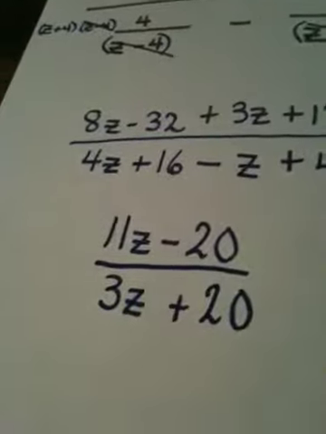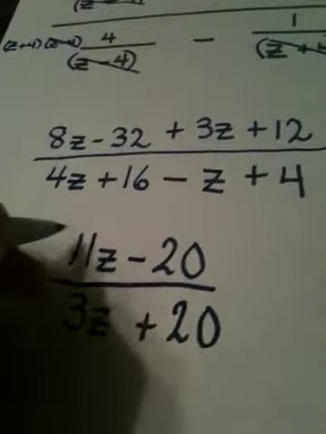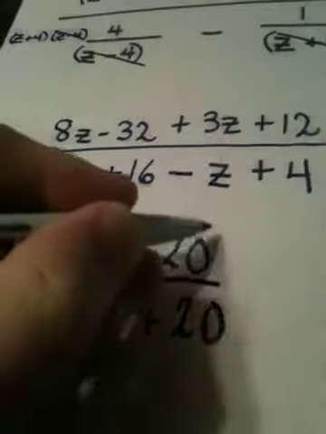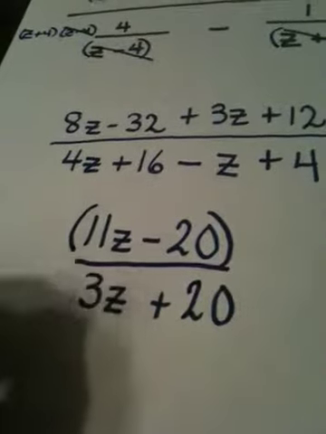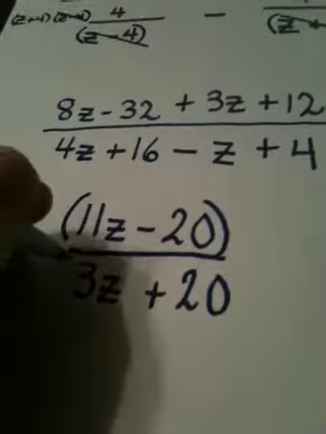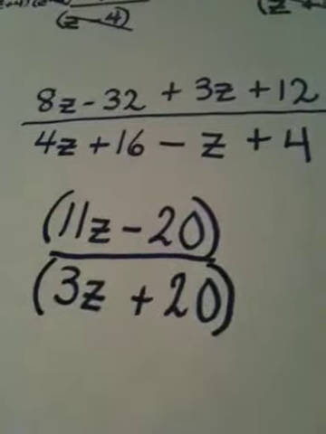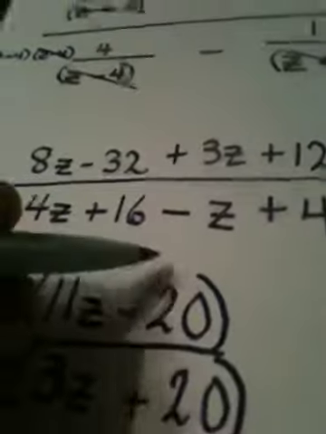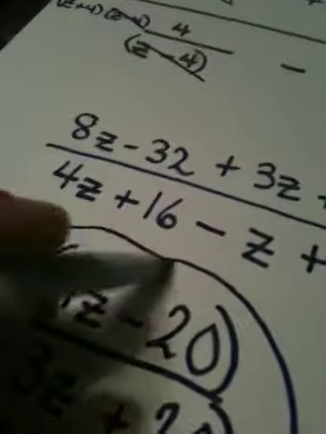And my last thing to make sure of is my answer in lowest terms? Well, yes it is. 11z minus 20 is an all or nothing, meaning you cannot cancel parts. 3z plus 20 is one factor. It's an all or nothing. You can't cancel parts. That is my answer right there that I'm circling.